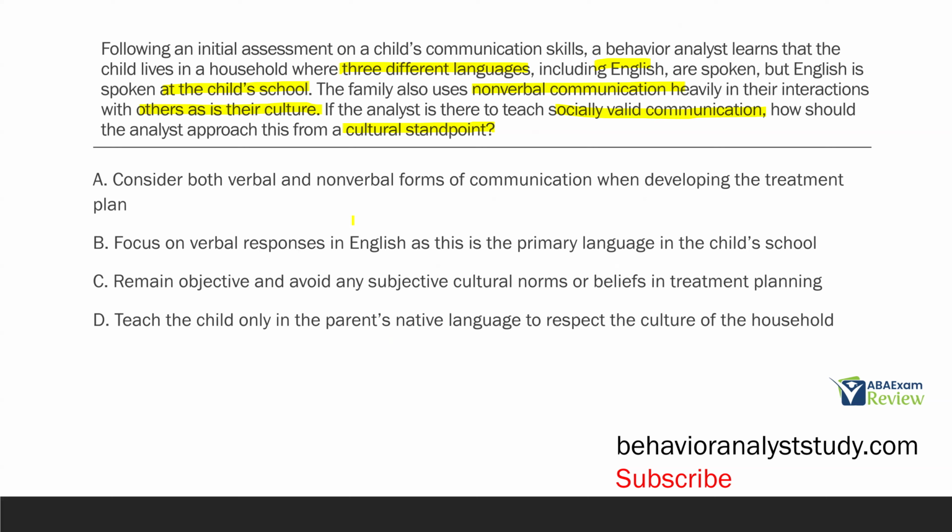So if we want to be culturally sensitive, but also be socially valid, A is going to be our best answer choice. Consider both verbal and nonverbal forms of communication when developing that treatment plan.